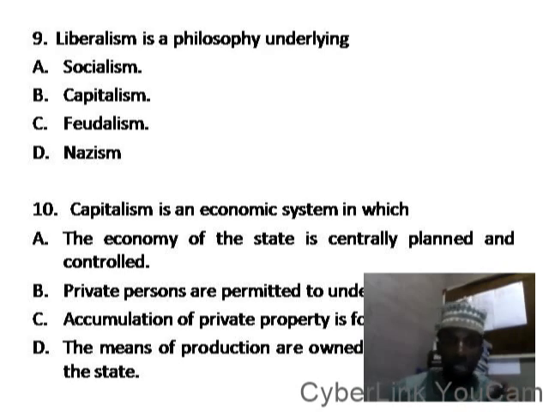Private persons are permitted. Look at the question very well. Private persons are permitted to undertake enterprises. Then you are allowed to enter into the economic world of the country. So it is not centralized by the government. So everybody should understand this.